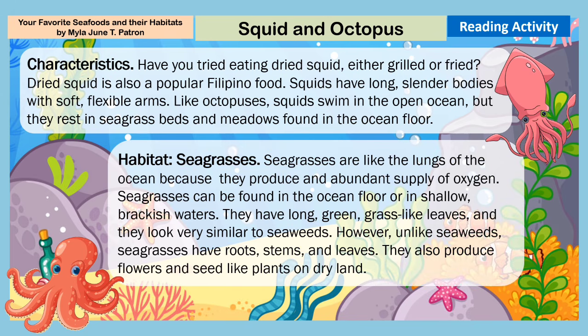floor. Habitat: sea grasses. Sea grasses are like the lungs of the ocean because they produce an abundant supply of oxygen. Sea grasses can be found in the ocean floor or in shallow brackish waters. They have long, green, grass-like leaves and they look very similar to seaweeds. However, unlike seaweeds, seagrasses have roots, stems, and leaves. They also produce flowers and seeds like plants on dry land.